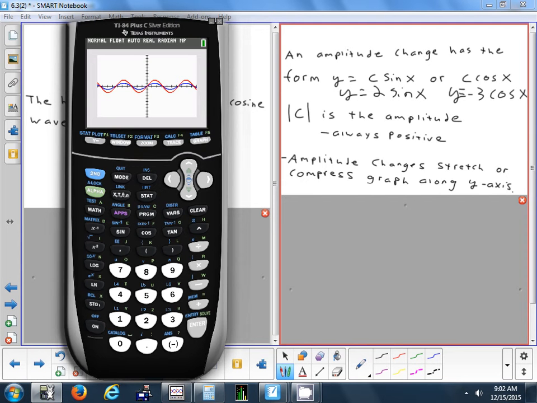Right? What's the original highest and lowest y values for sine? 1 and -1. If you put a 2 in front, what do you think that becomes? 2 to -2. Okay, it stretches it, it goes twice as high and twice as low.